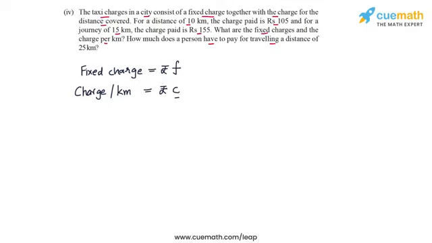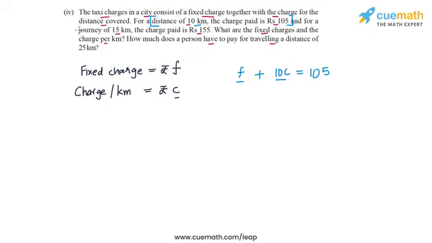So what are the two pieces of information given to us that will help us set up two linear equations? Well, the first one is, for a distance of 10 kilometers, the charge paid is rupees 105. So the fixed fare will be f, and the per kilometer rate for 10 kilometers will translate to a cost of 10c. So for a distance of 10 kilometers, the total charge will be f plus 10c, the fixed charge plus the charge for the distance traveled, and this is equal to 105. So this is the first equation that we get in f and c.